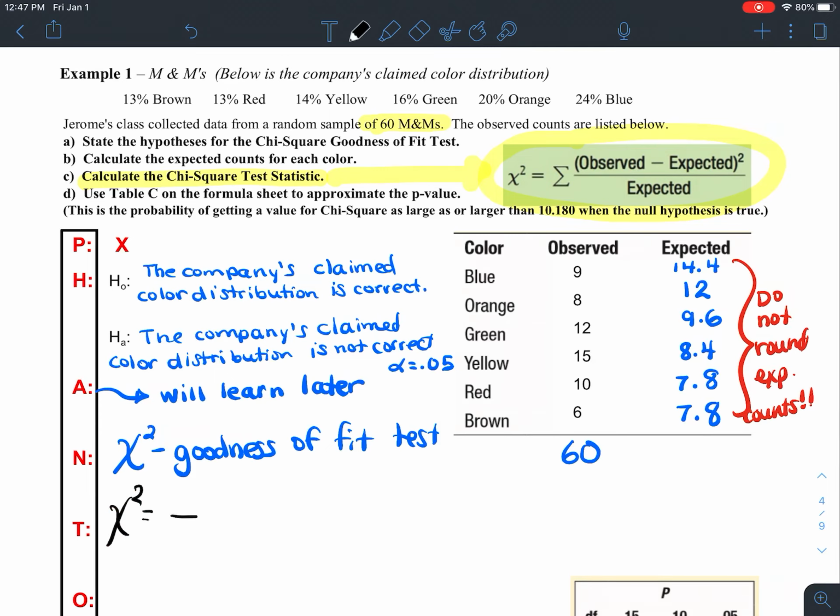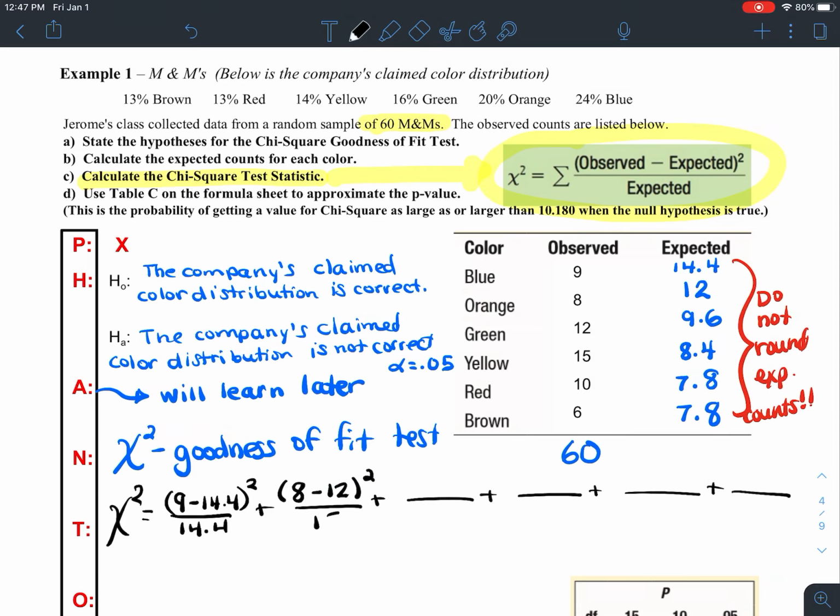So I'm going to set this up. Chi-squared equals, and in each scenario here, I've got 6 different colors. So I'm going to be doing my formula 6 times here. In the numerator, I'm going to be doing the observed, these are counts, not proportions. The observed count minus the expected squared divided by expected. So I'm just going to start with blue here. That would be 9 minus 14.4 squared divided by 14.4.